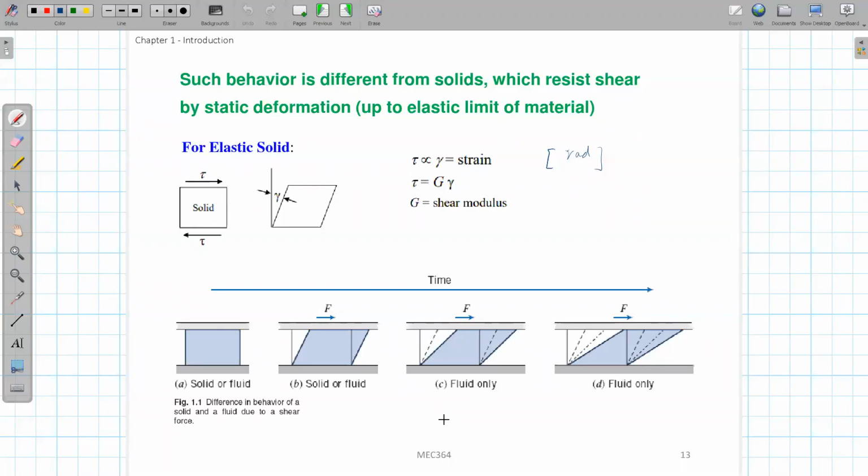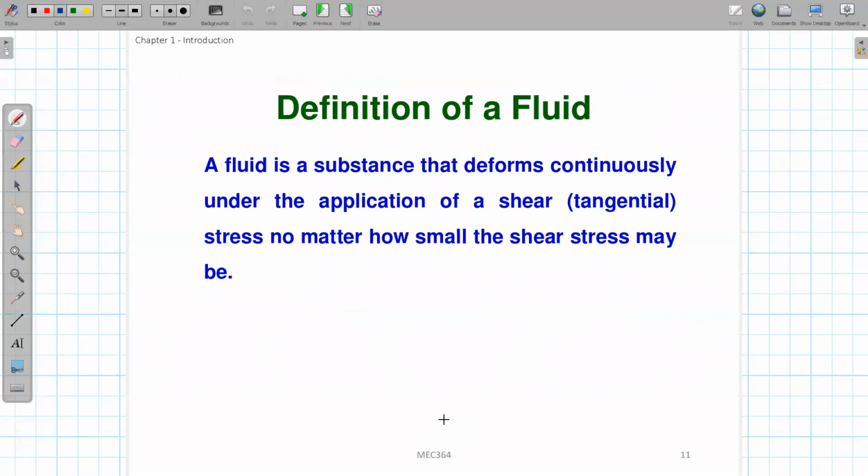Now let's go back to the definition of fluid. With all the discussion we have so far, let's review this definition again so you will have more understanding of what a fluid is. A fluid is fundamentally a substance that can deform continuously. The crucial term is this continuously. And this applies when you have a shear force, no matter how small the shear force is. By using this standard, we can make the difference between the fluid and solid.